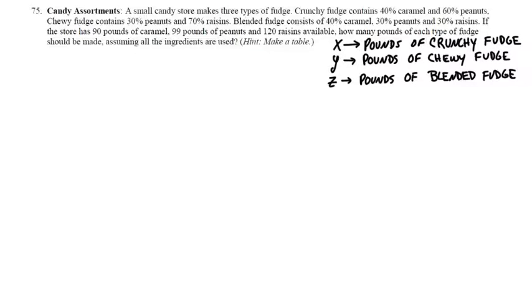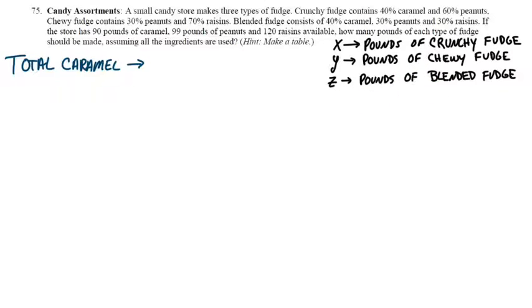And so since we have 3 variables, we're going to need 3 solid equations to be able to solve this. And remember, my hint is to look for totals, right? In this case, we can look for totals in terms of their composition of caramel, peanuts, or raisins. So for starters, let's look at total caramel. And we'll look at how it's distributed, like what percent goes into the crunchy fudge, what percent goes into the chewy fudge, and what percent goes into the blended fudge.